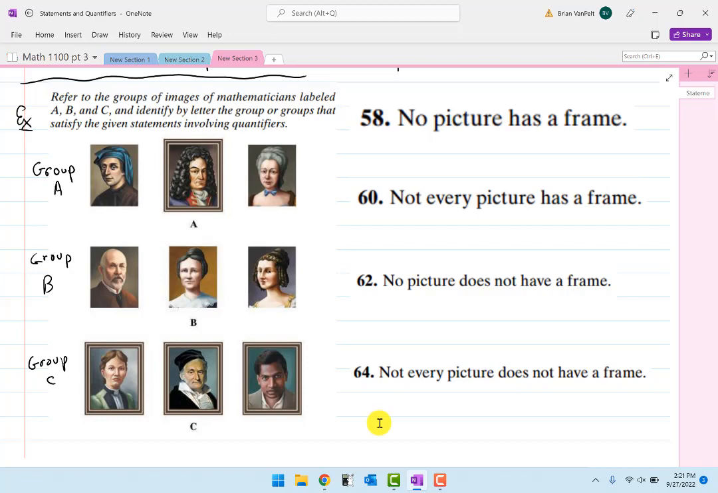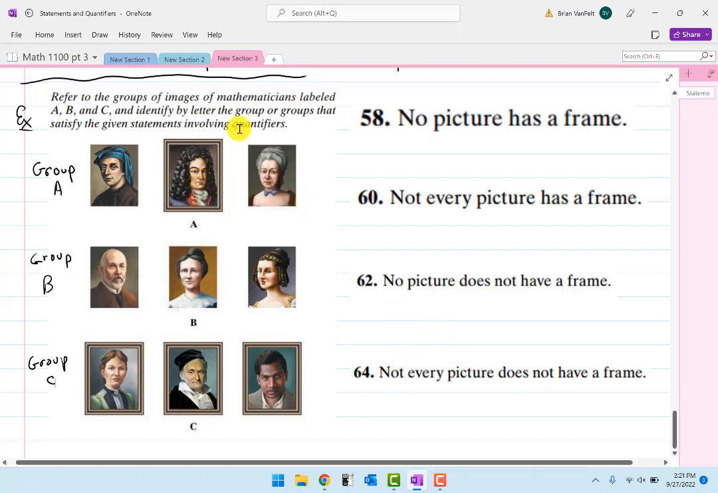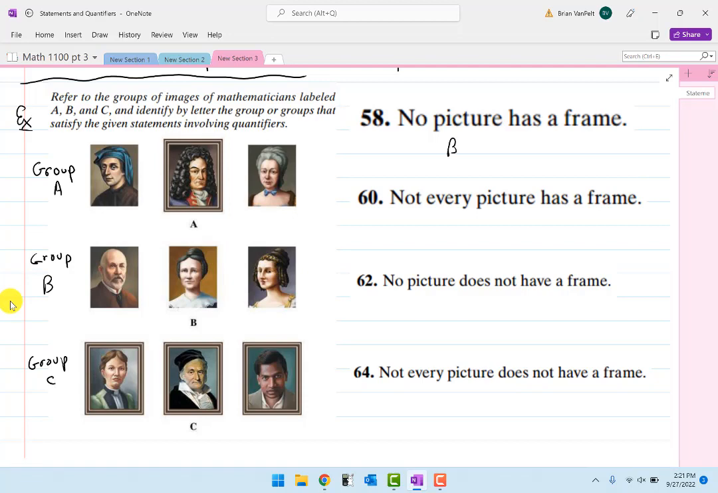Number 58 says no picture has a frame. Are there any of these in which this one has a frame there, this one has a frame there? So that's false. But right here, this one here has no frame for any of the people in there. So for B would be true for that statement. Now 60, not every picture has a frame. That would be A and B. Not every picture does include the possibility of none of them happening.